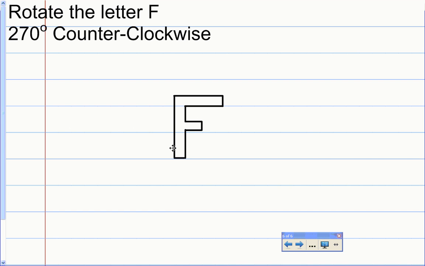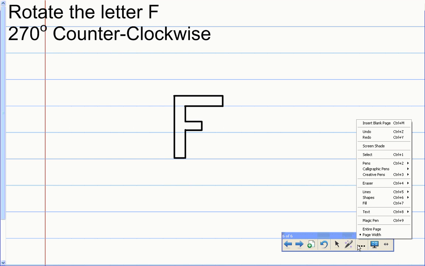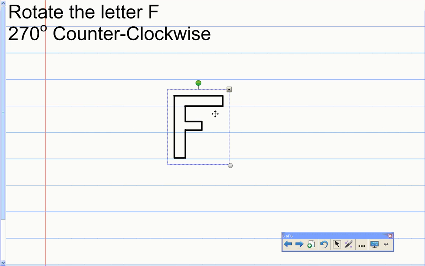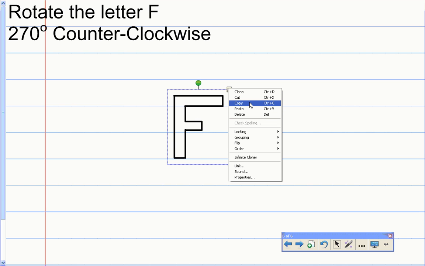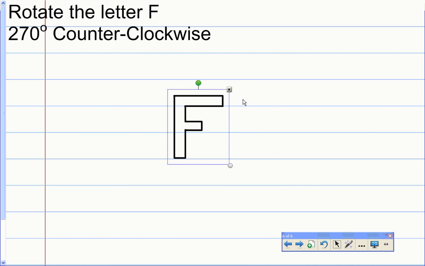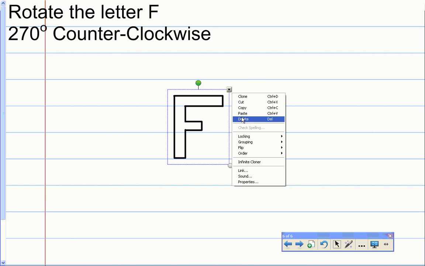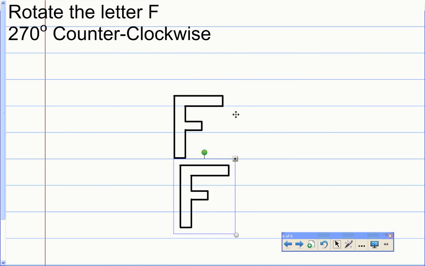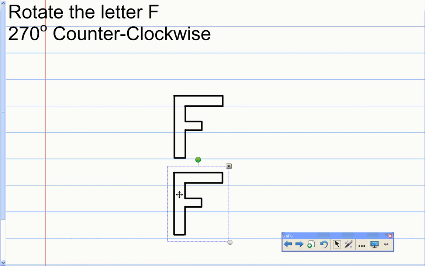So this is an example where we don't have a grid. We just have a letter, in this case the letter F. Could be a shape, it could be an object, a picture, anything. Let me copy this. Put this here. So again, it says rotate the letter F 270 degrees counterclockwise. So you can physically turn your paper 270 degrees and it'll show you the new position.